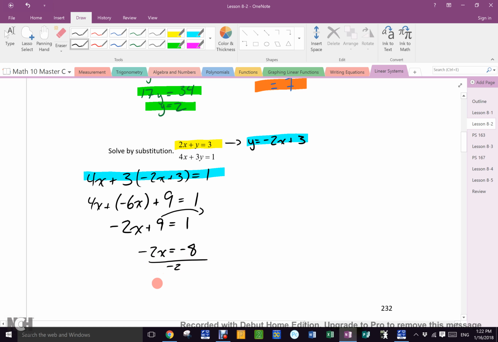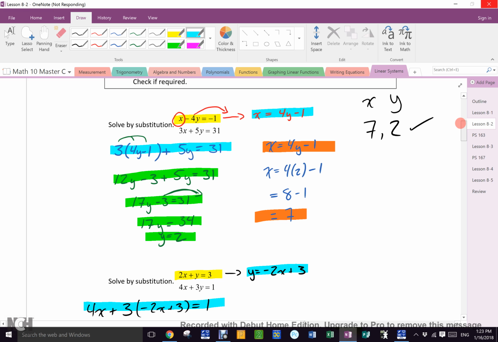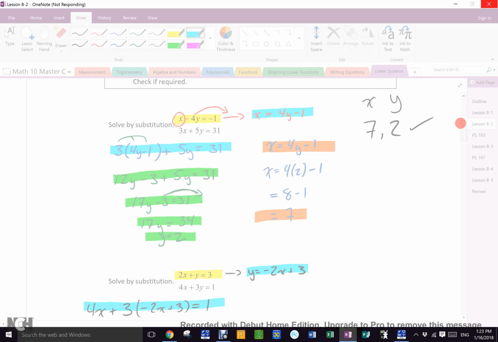Divide both sides by negative 2. And what is x going to be? 4. Now there is my finish of the blue. Now what? I think I might have lost my colors here. Oh, yeah, I did. This should have all been the green stuff. Whatever. You guys don't need the colors anymore. You're smart.